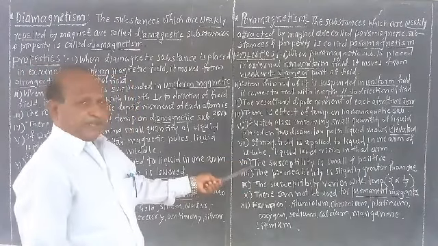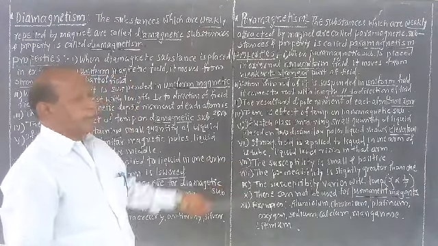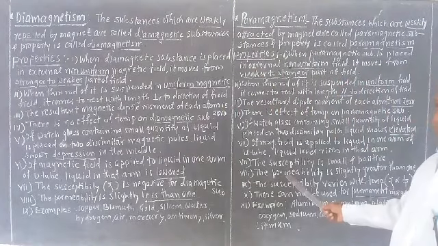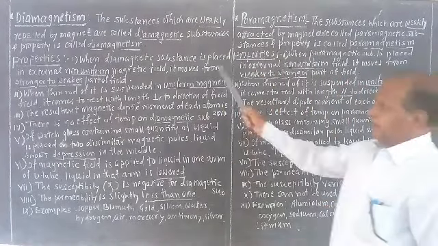The susceptibility for paramagnetic material is small and positive. The permeability is slightly greater than 1, whereas in diamagnetic substances it is slightly less than 1. These paramagnetic materials cannot be used for permanent magnets. They are not used for making permanent magnets.